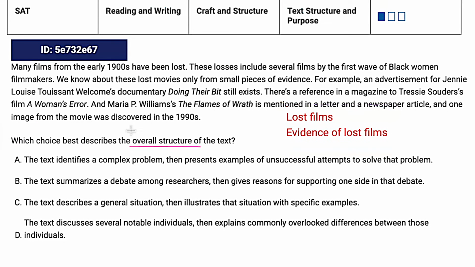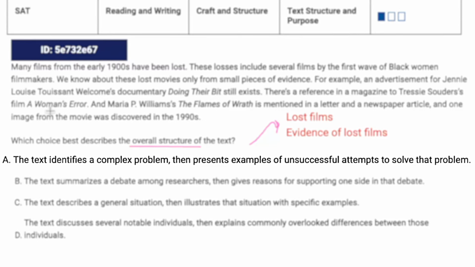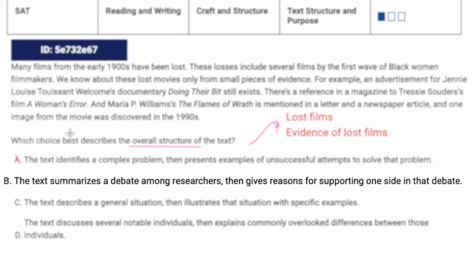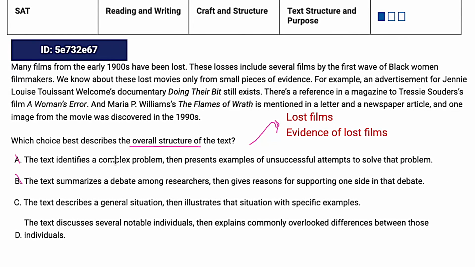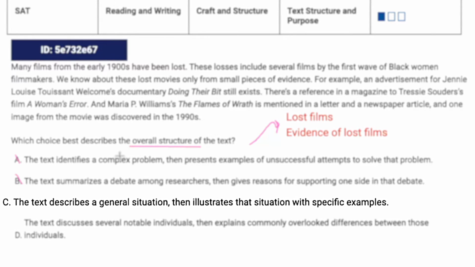And same thing, the last step is eliminate, and that one doesn't really change at all. We're just comparing it to our sections rather than comparing it to what we think the function is, right? A, the text identifies a complex problem, then presents examples of unsuccessful attempts to solve the problem. No. B, the text summarizes a debate. No. C, the text describes a general situation and then illustrates that situation with specific examples. All right, this is what I hate about the overall structure questions.